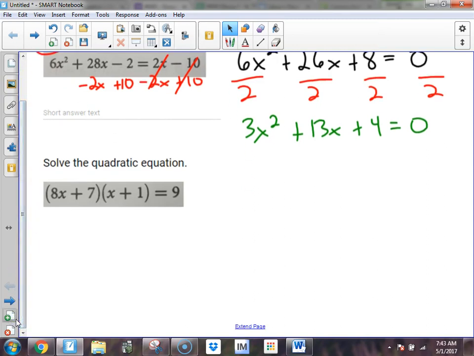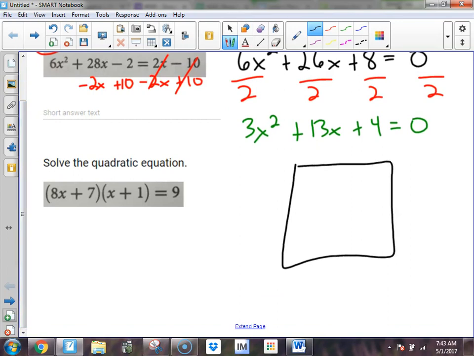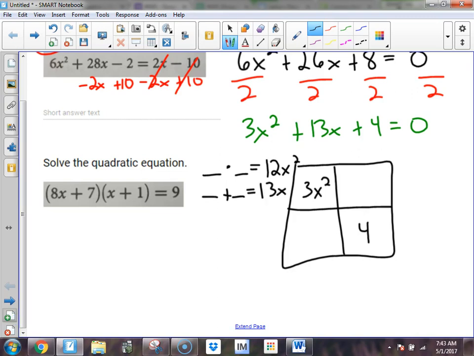We're going to go to our box now. See if we remember how to set this up. 3x squared, top left-hand corner. 4, bottom right. And we want two numbers that will multiply to give me the multiplication of these two, 3x squared and 4. That makes 12x squared. And I want them to add to give me 13x. Anybody think they know the two numbers? Yes. 12 and 1. 12x, 1x. So let's put that down. 12x, 1x. 12x, 1x.